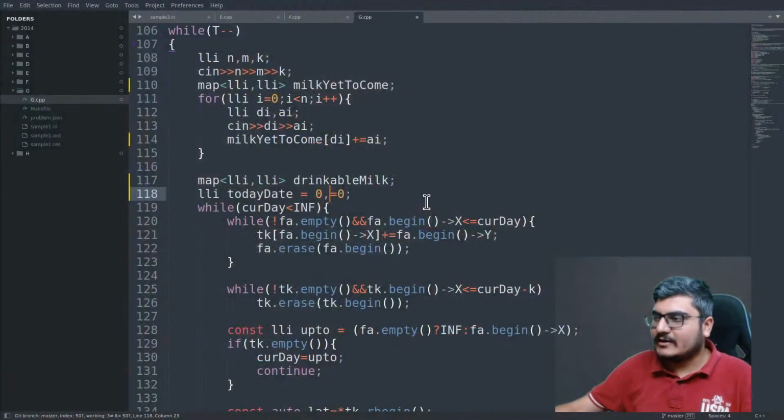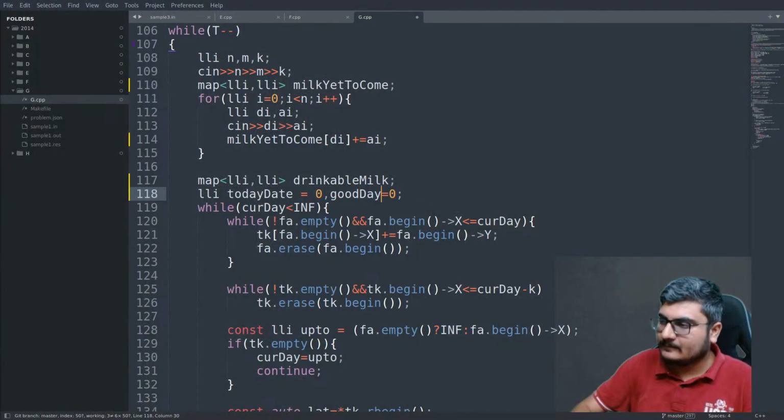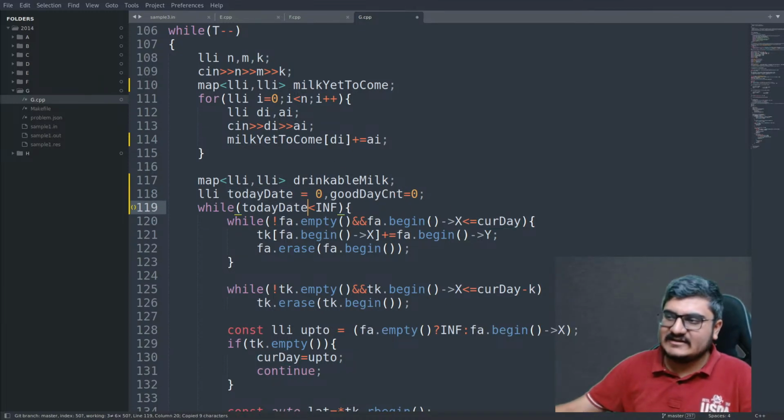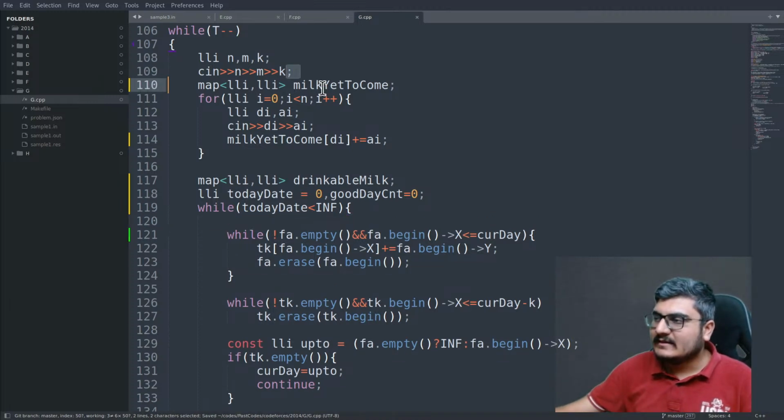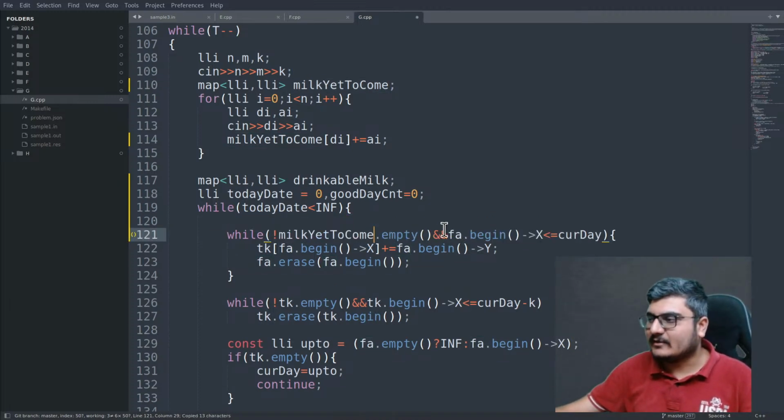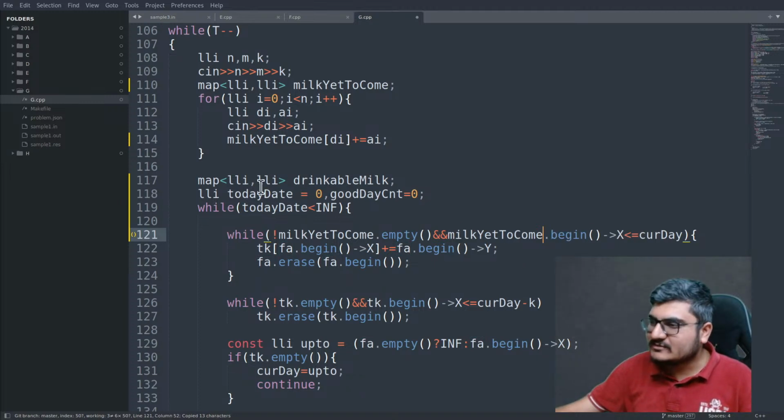Let's call it good day. As long as today's date is not infinity, let's add all the milk that can come right now, so that the first value is less than today's date.